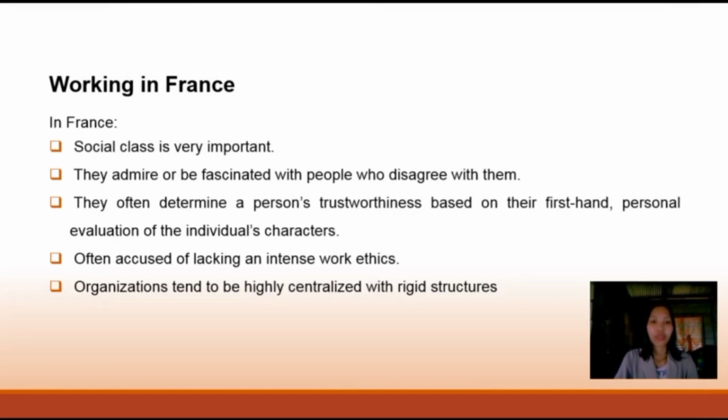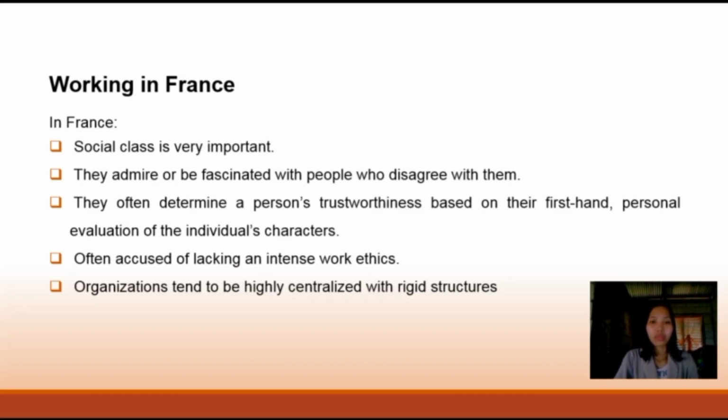Next is working in France. Some Americans consider the French the most difficult to work with among Europeans. This feeling probably stems from a reflection of the French culture, which is quite different from that in the United States. In France, social class is very important. Social interactions are constrained by class standing, and during their lifetimes, most French people do not encounter much change in social status. The French tend to admire or be fascinated with people who disagree with them.